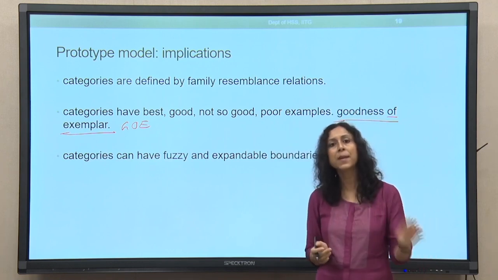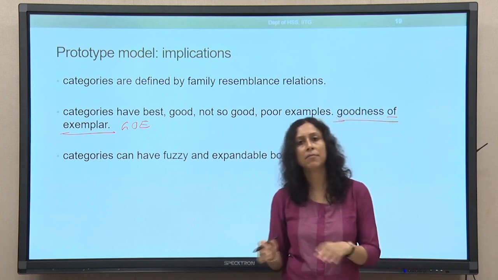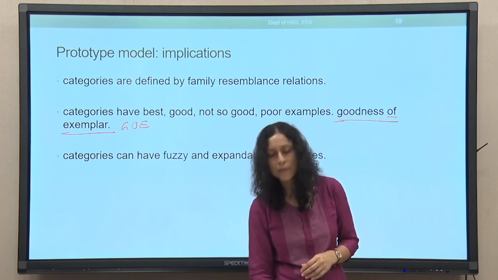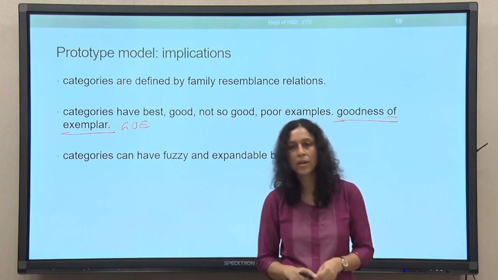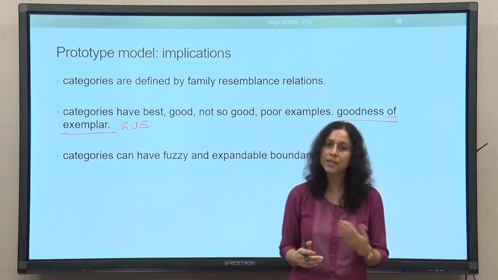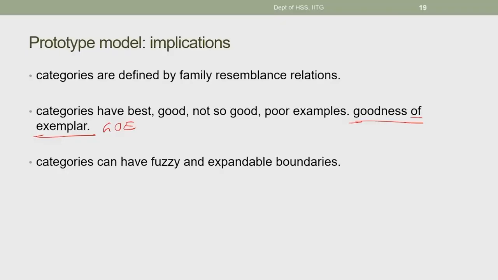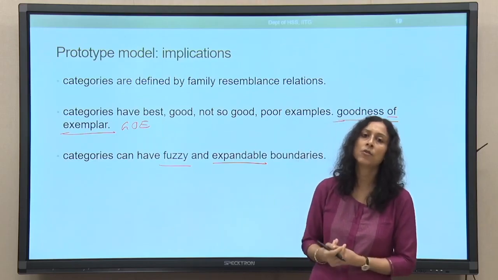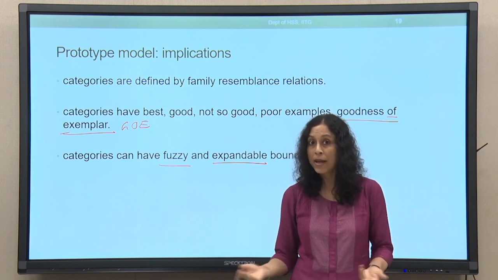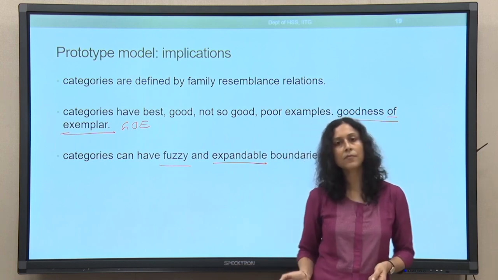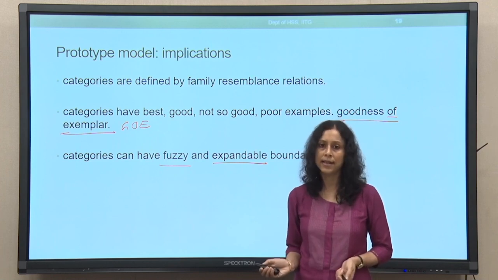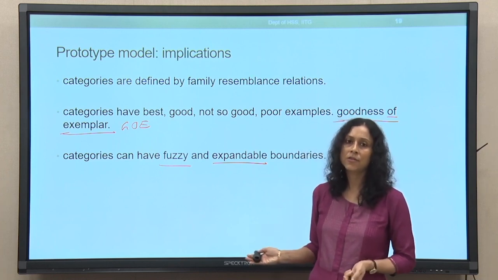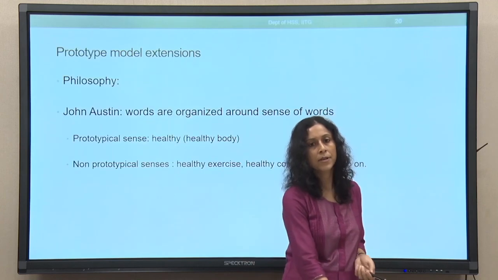So, there are prototypes of a category and there are many other members as well. The prototype of a category is the one with the highest GOE, some member who has all the features, but other members are also there. As a result, the boundaries are fuzzy, not rigid. So, you can include more and more members. If there is a family resemblance, you include more members. That is how we could include video games, games people play and so on into the category of game. Similarly, many other categories. These are the implications of the prototype model.